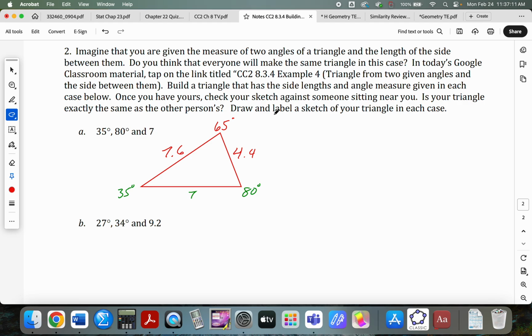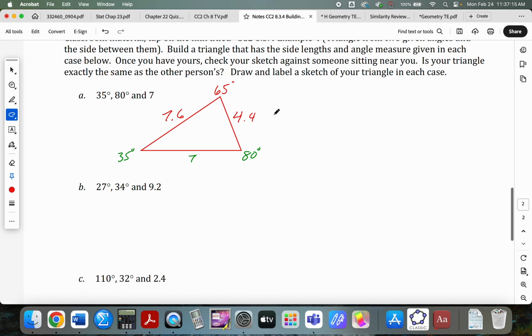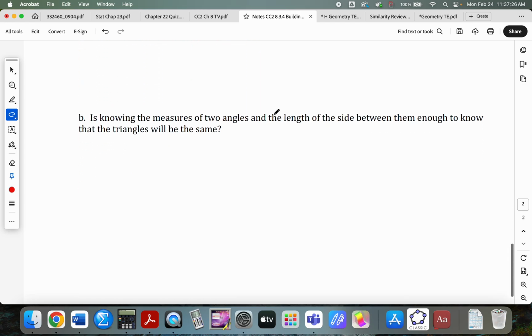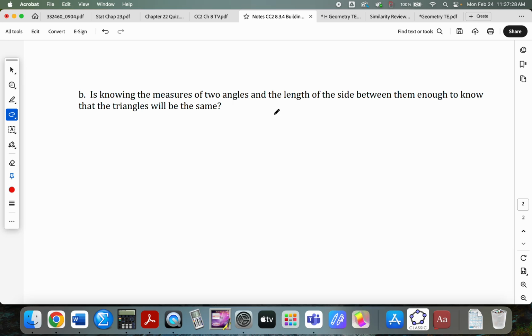All right, does everyone have at least A and B for this? All right, so look at yours on A. Does it match mine? Yeah, everybody's matches. So, is knowing the measures of two angles and the length of the side between them enough to know that the triangles will be the same?